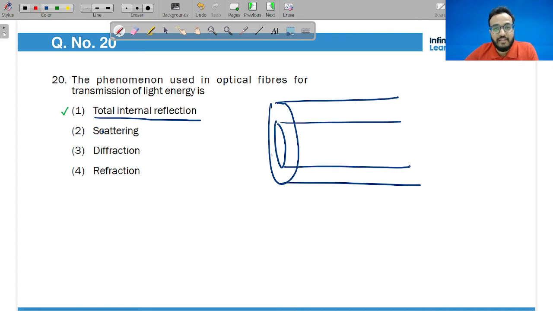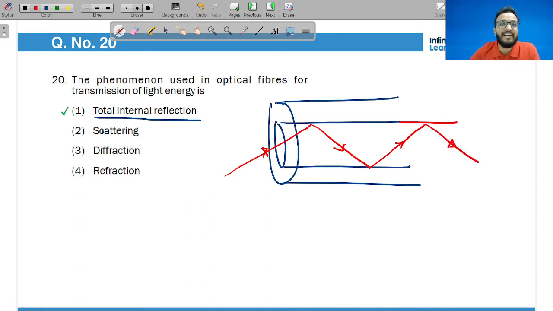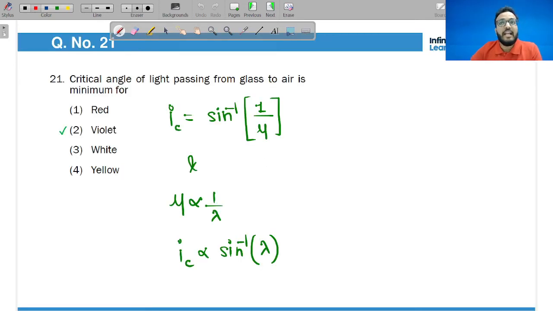And the light is incident like this at some angle. Then what happens? It gets totally internally reflected here like this, and again internal reflection takes place, and like this it goes on and on and on and it travels, right? It carries the information.